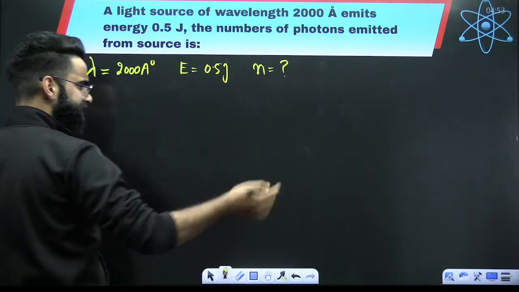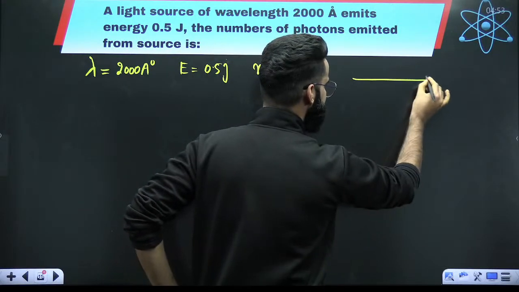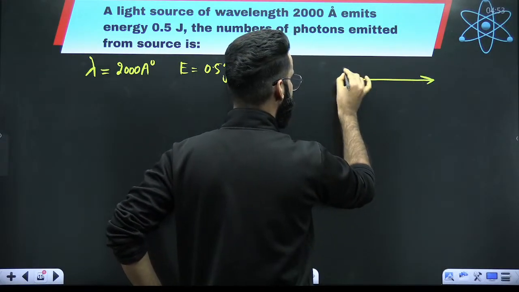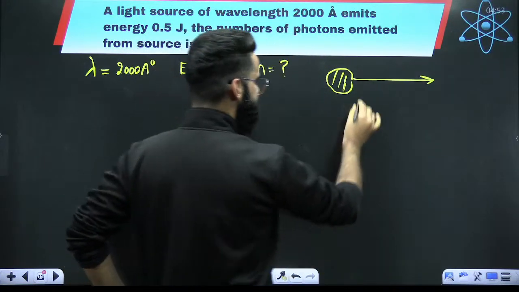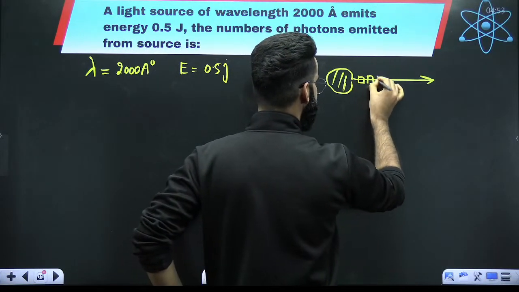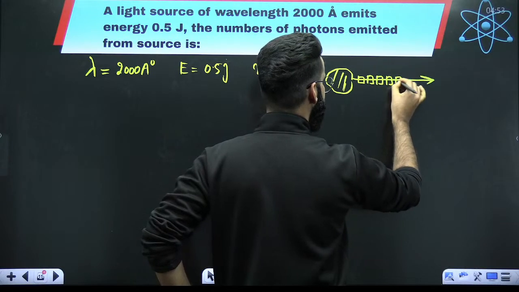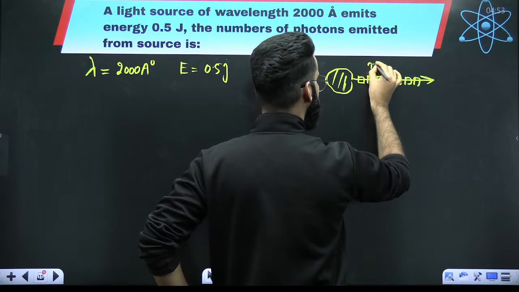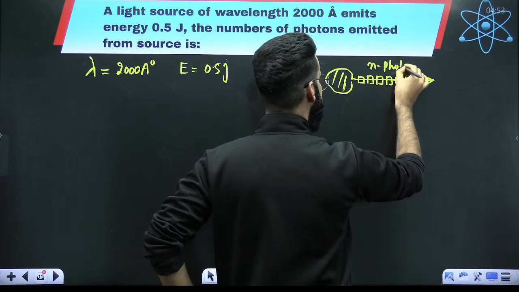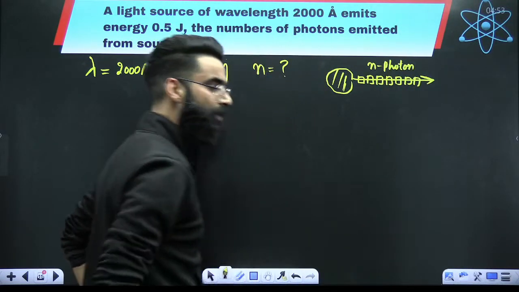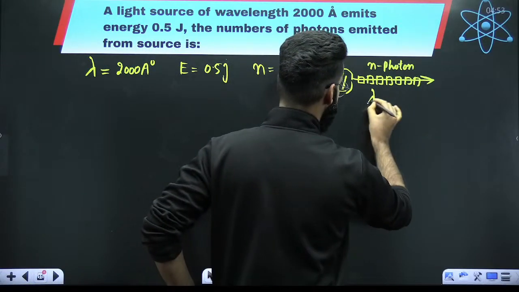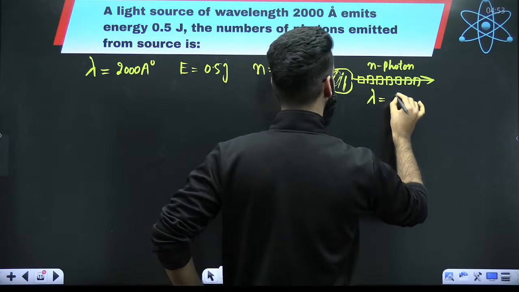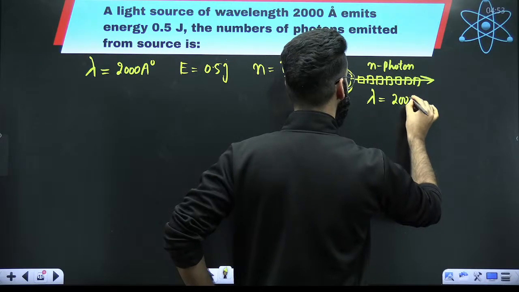My dear students, imagine this is the light radiation which the source is emitting. This is the source, for example, it is emitting the light radiation. This light radiation consists of what? It consists of photons. Imagine this light radiation consists of n number of photons. Right? My dear students, this particular light radiation, its wavelength is given to me as 2000 angstroms.